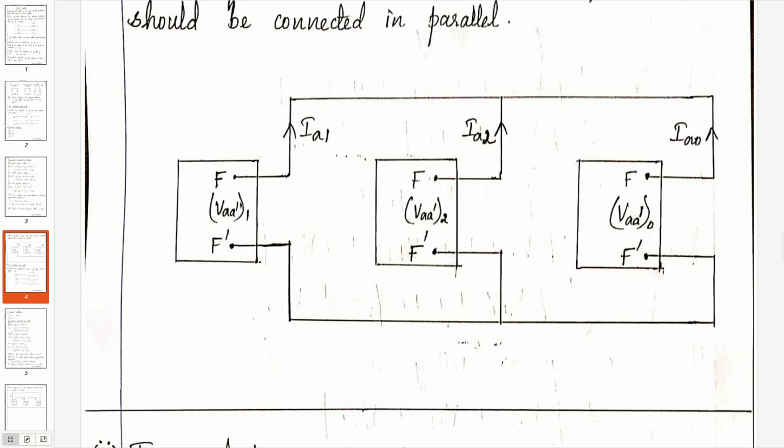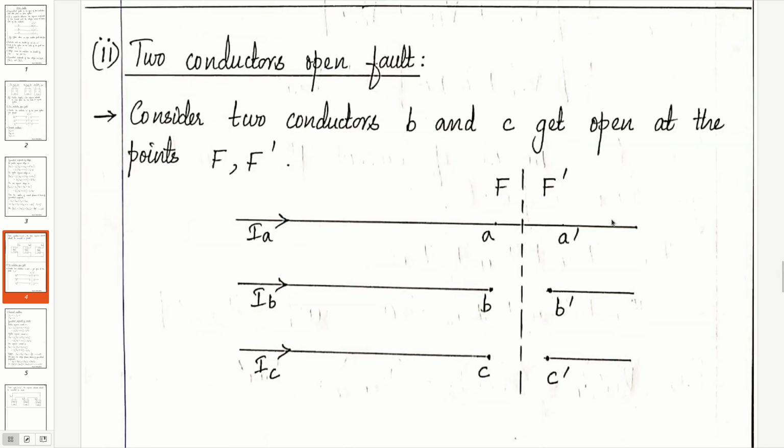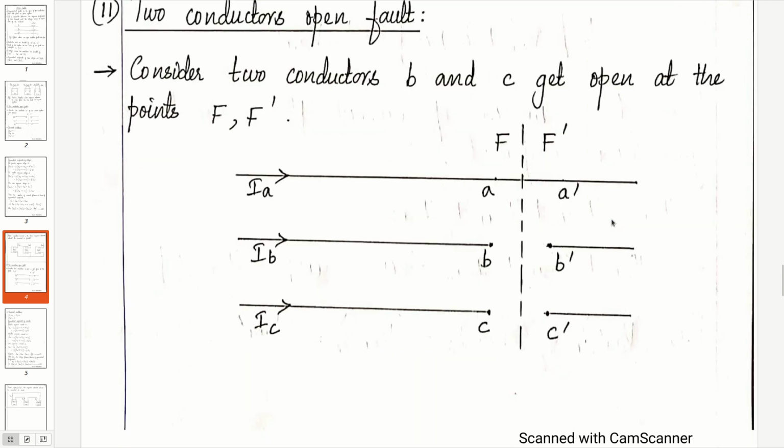VAA'1 is the voltage between the open fault terminals F and F' of the positive sequence network. VAA'2 is for the negative sequence network and this is for the zero sequence network. And all the three voltages are the same. That's why we connect the three networks in parallel. So next we will move on to the two conductors open fault.